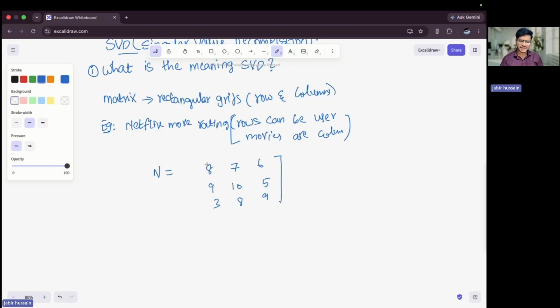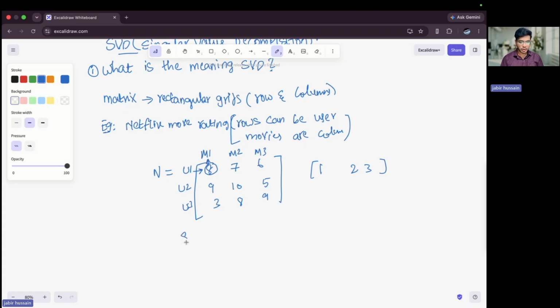This is a square matrix. It can be a rectangular one as well, right? It can be like 1, 2, 3. That's it. Here the rows represent user 1, user 2, user 3, and columns represent movies, movie 1, movie 2, and movie 3, and each cell represents the rating given by the user for that particular movie.